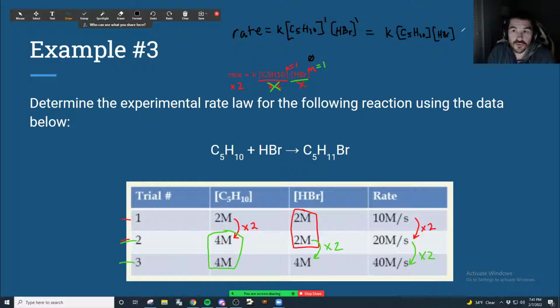Okay, so that's equal to the rate. Okay, cool. Now, one last thing I want to do. Once you have determined the orders, you can go back and solve for k. So you can actually solve for the numerical value of that rate constant.